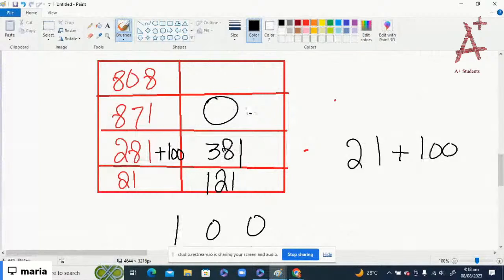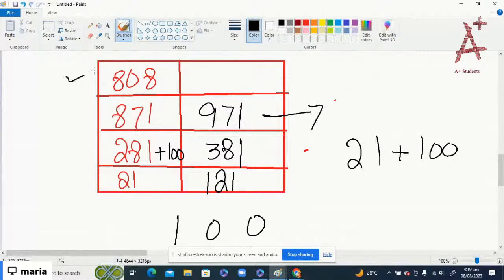Okay. I'm going to write the answer here. And you match your answer, whether right or wrong. 971. My answer is this, 971.